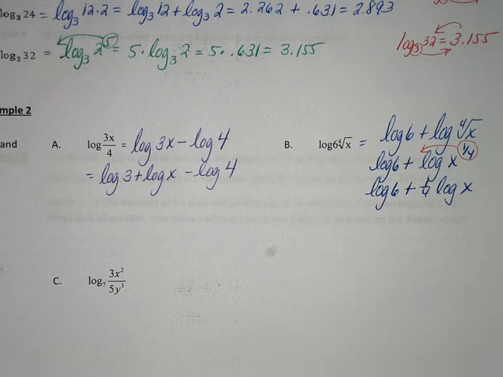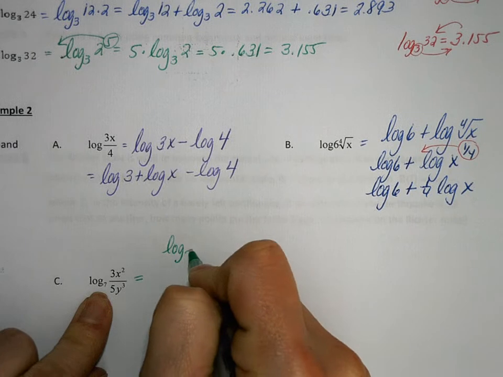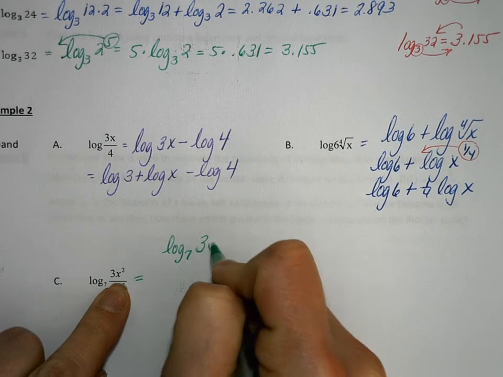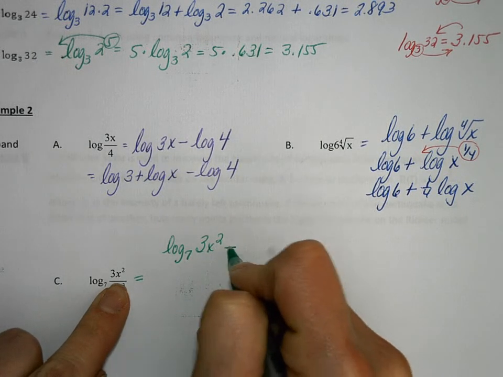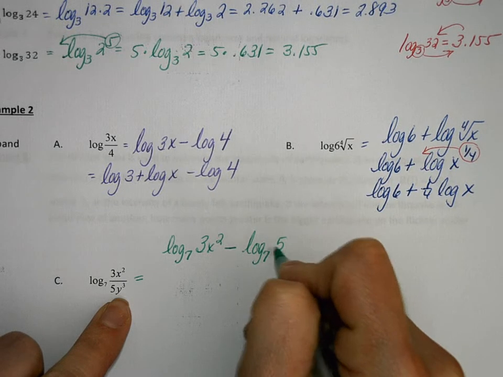All right, are we ready to give it a shot? All right, so here we go. What's the first thing we see? Division, so we know we're going to break it apart using what? Subtraction. So I have log base 7 of my numerator 3x squared, subtract log base 7 of the denominator, which is 5y cubed.